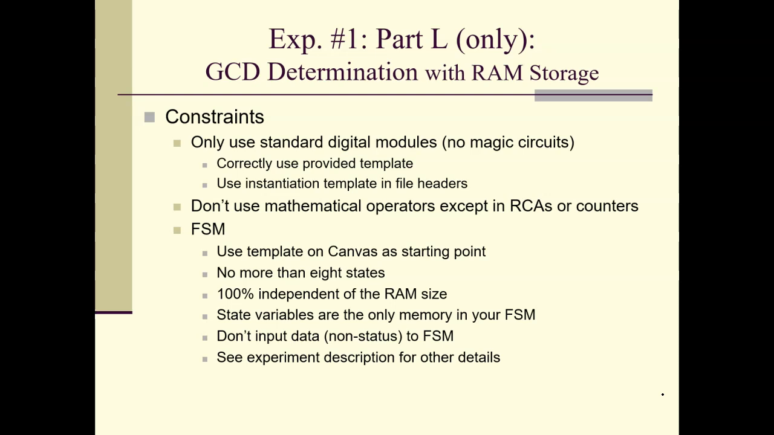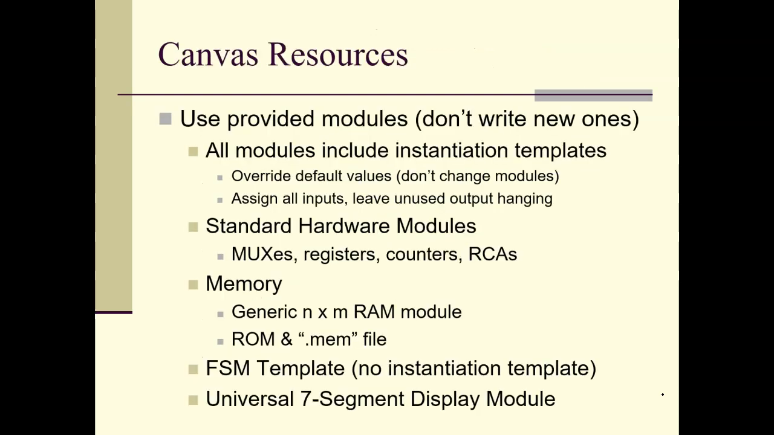And then there are a few other details. Check the experiment for those details. Okay, and most importantly, most of these resources are provided on Canvas. Instantiate them. Do not change those modules. What you have to do is when you instantiate them, you can override the parameters. All these modules except the FSM are parameterized. Use it. If you don't do that, I'll ask you to resubmit it.